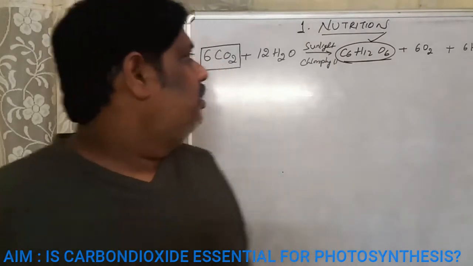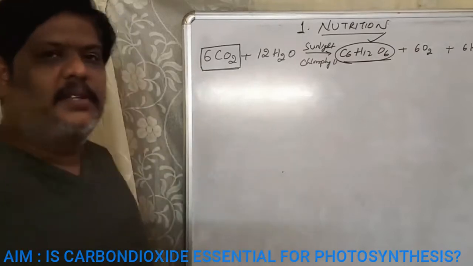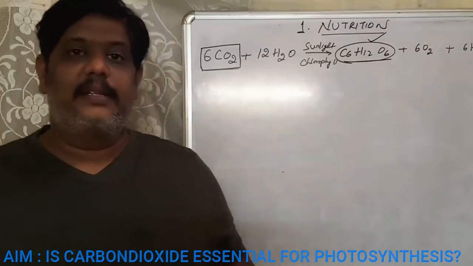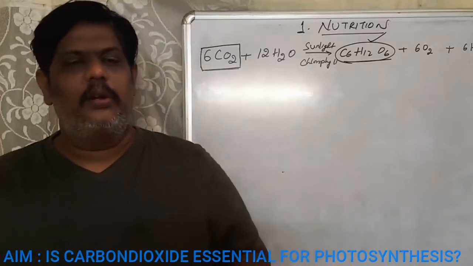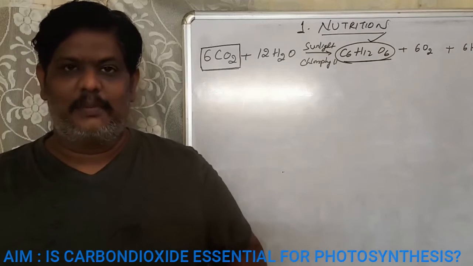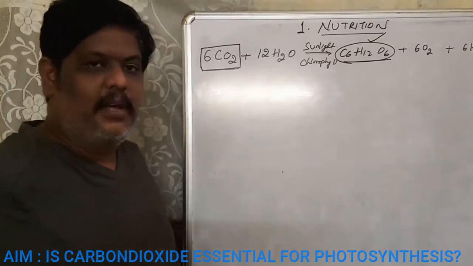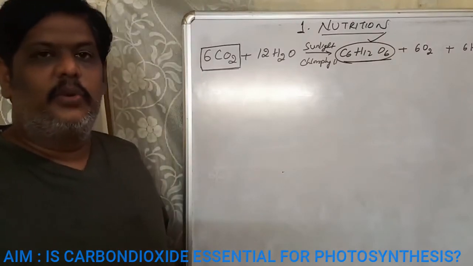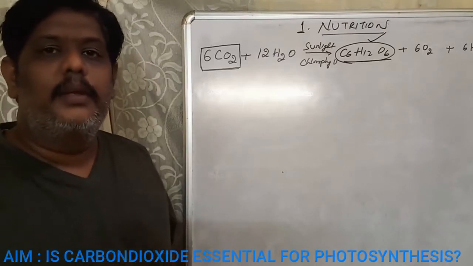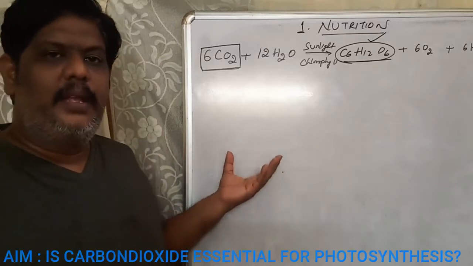Now we will see the experiment on carbon dioxide, which is also a very common question in the examinations. Is carbon dioxide essential for the process of photosynthesis or not? We have to make sure that carbon dioxide is essential for photosynthesis because that is written in the equation. Carbon dioxide is present in the air, and the leaves take this carbon dioxide through the stomata present on the leaf. We will base our experiment completely on this.